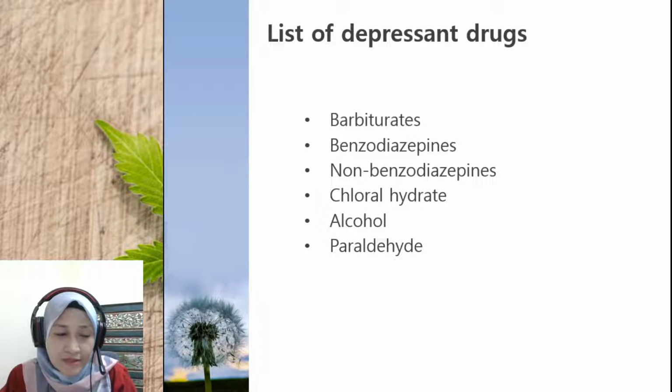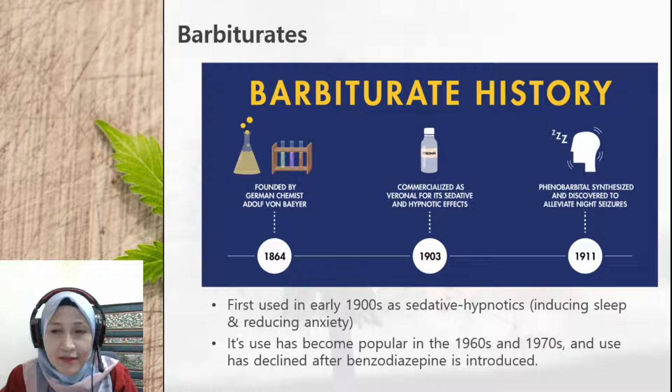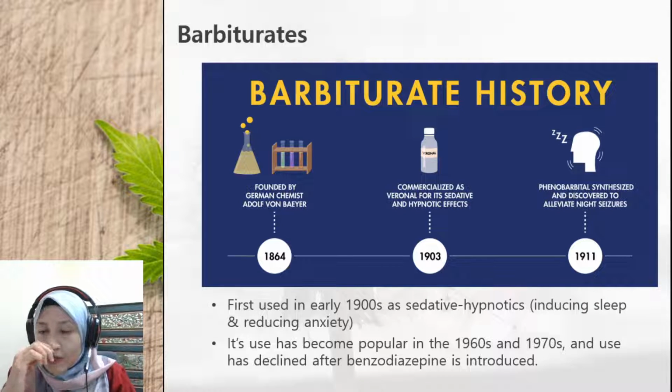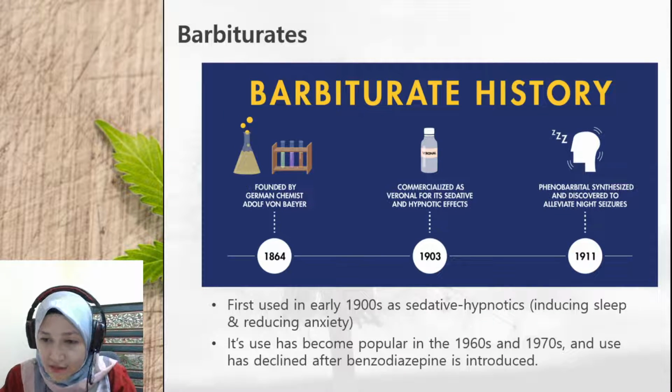These are the lists that we will touch on. We will touch on only some of these depressant drugs. First, we will look at the barbiturate history. Barbiturates are one of the depressants. They were first used as sedative hypnotics, in which they induce sleep and reduce anxiety. They were founded in 1864 by a German chemist, Adolf von Bayer, and commercialized as Veronal for its sedative and hypnotic use. This was the first brand name for a barbiturate, in 1903.